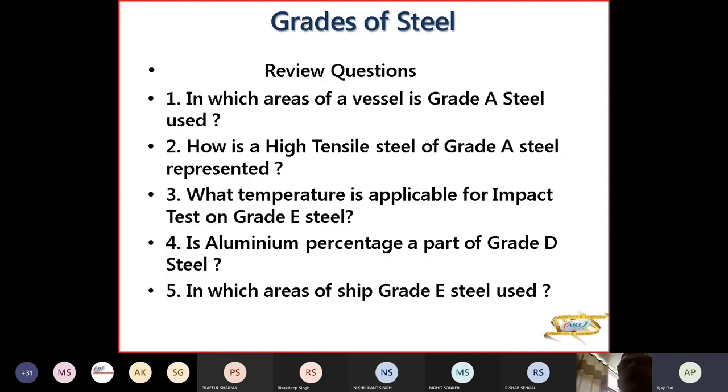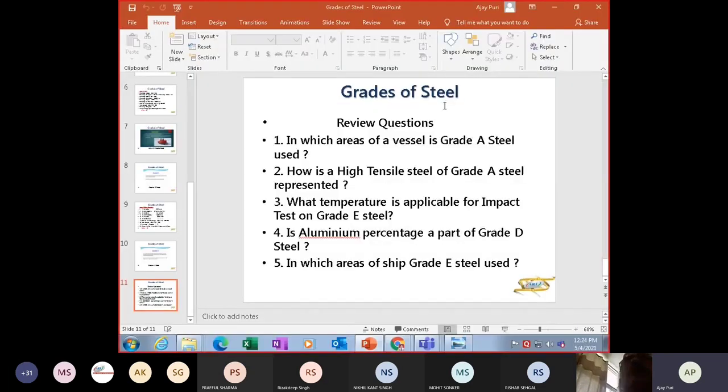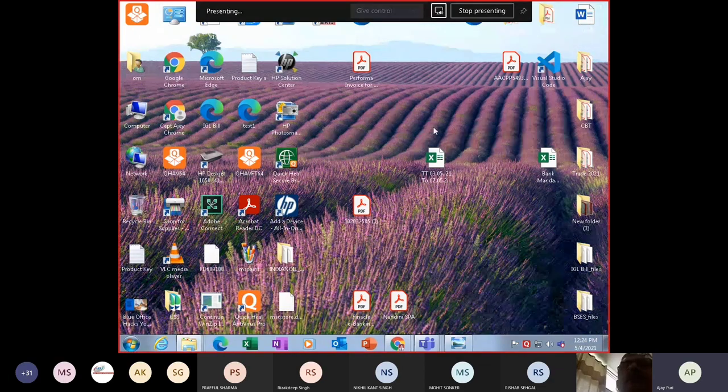So we have done these areas. Percentage aluminum, part of that, is 0.015. The temperature applicable for the impact test of grade E is minus 40. How is high tensile steel of grade E represented? That is EH. Grade A is used for all your mild steel areas, such as bulkheads and all; they are all grade A steel. So we are finished with the grades of steel.